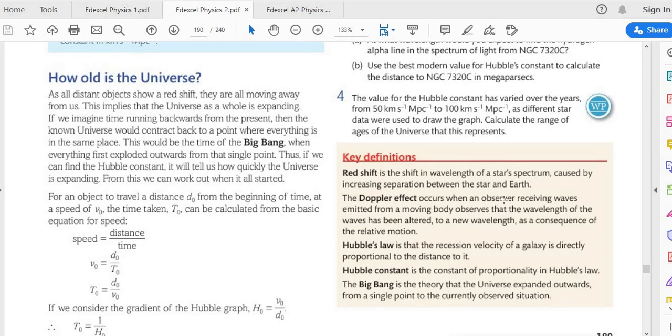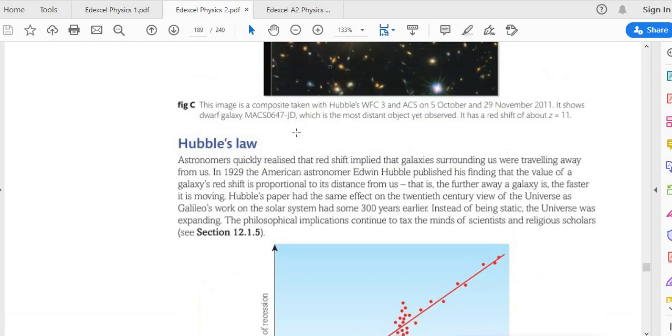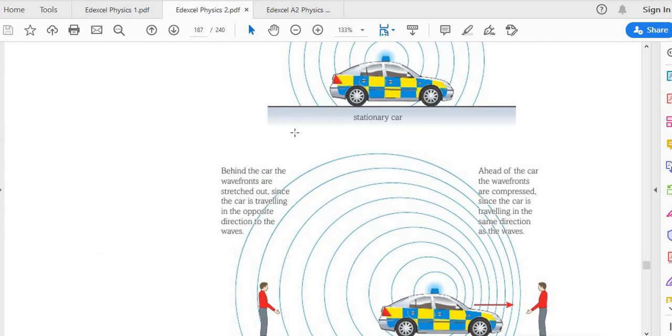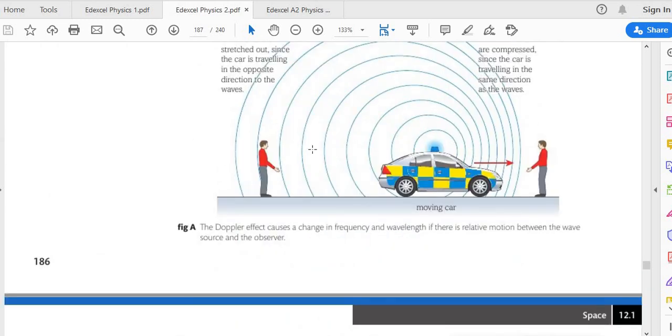So if it's a redshift, that means it has a longer wavelength. That means it's moving away from us. The wavelength is increasing, like something like this. So you see the car is moving away from this person. Similarly, you can imagine this is a star, this is the earth. If the star is moving away from the earth, you can see the wavelengths are increasing. So it's called redshift. Red has a longer wavelength. On the other hand, on this side, you can imagine this star is moving towards the earth, then it will be a blue shift. But what we have is usually the redshift.